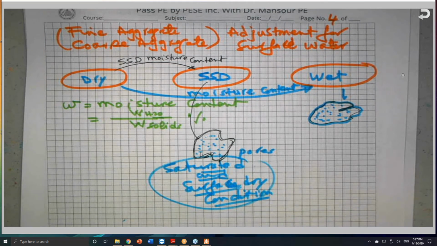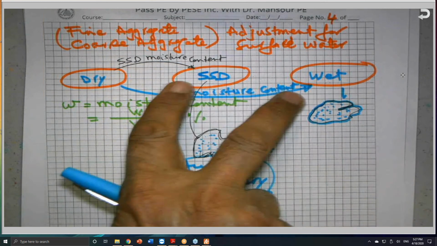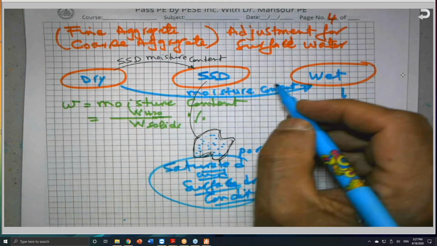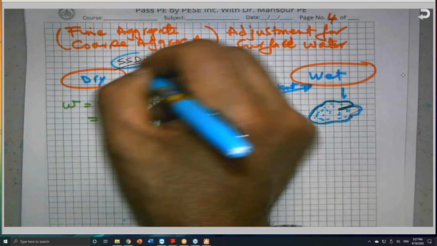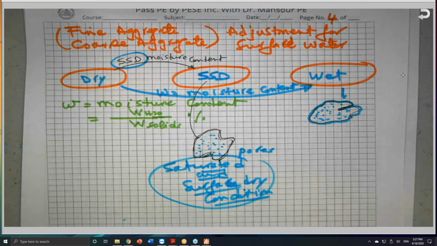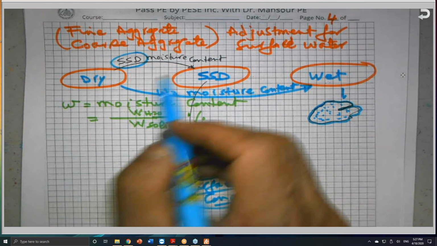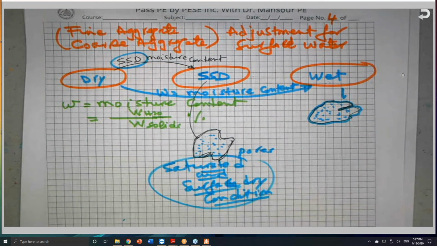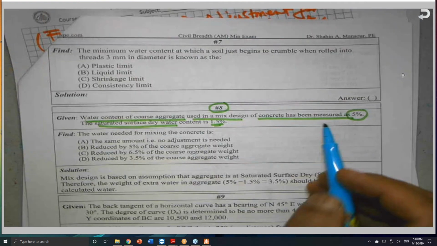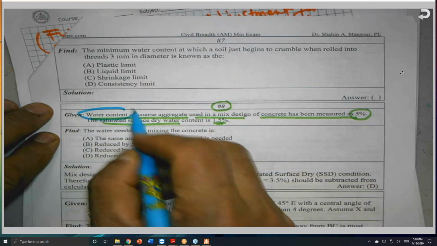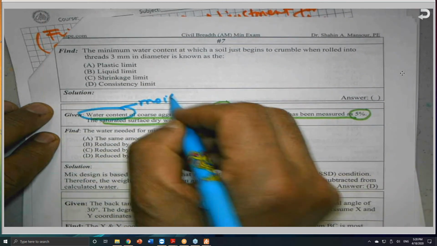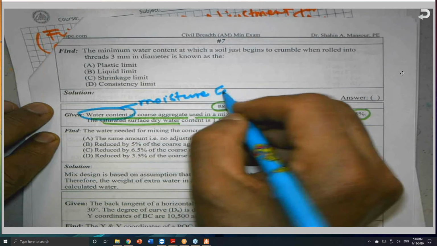So for the adjustment for surface water, we need to know this diagram, and we should know the moisture content and how much moisture is required to be absorbed by the fine and the coarse aggregates to reach the SSD. This should be given to you in the problem statement, like the problem here. Moisture content or water content, they mean the same thing.